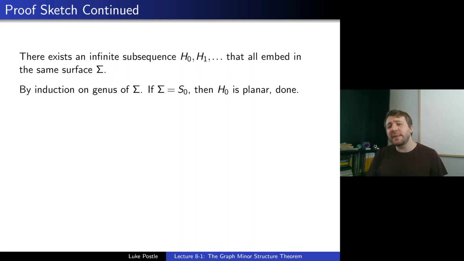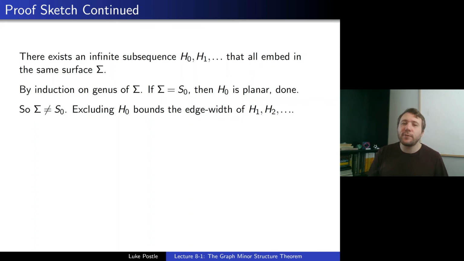And if sigma is the sphere, if you're S0, then it would mean that H0 is planar. And again, if you excluded a planar graph, then all the rest of them would have bounded tree width. You'd get a good pair contradiction. So you could assume that you're not actually the sphere. And then you can just kind of go by induction on the genus.